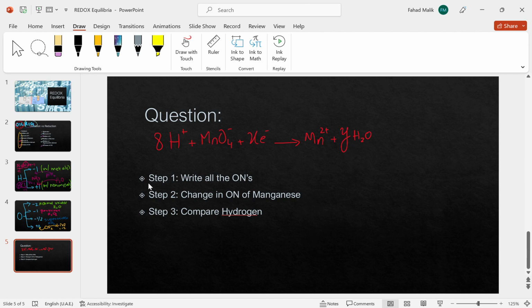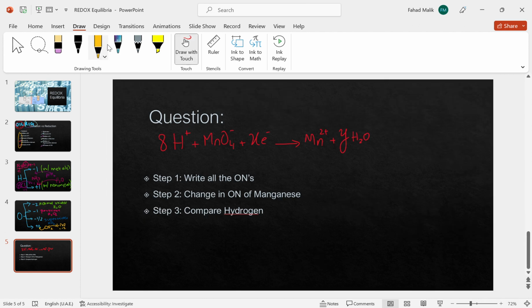So there are a few steps that you need to follow. Step 1 is to write all the oxidation numbers. So let's quickly do that. Have your pencil in hand and have your paper and quickly solve these alongside me. It's super easy. So this one is basically +1, right? Anyways, +1. So this is +1.